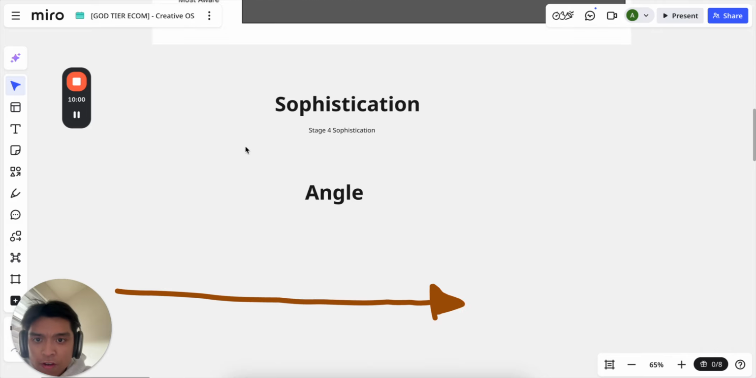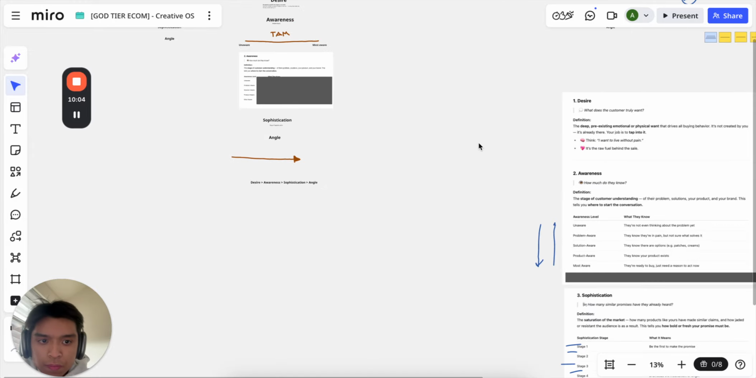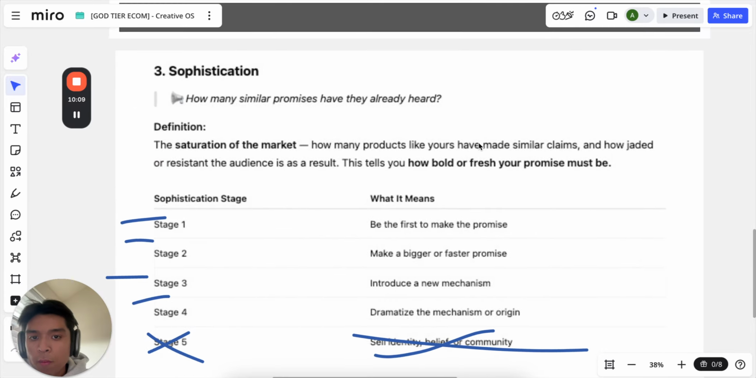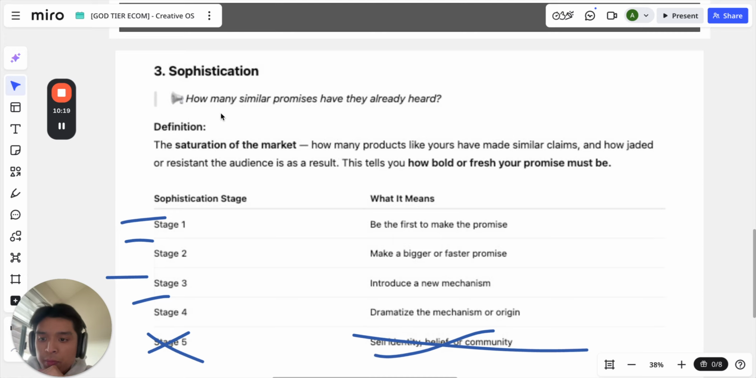Okay. So you need to understand your market's awareness level. And then from there, you need to understand your market's sophistication. Market sophistication essentially refers to the saturation of the market. How many products like yours have made similar claims, and how resistant is the audience to this as a result? I like to think of sophistication as basically people's BS meters. How sensitive are people's BS meters?